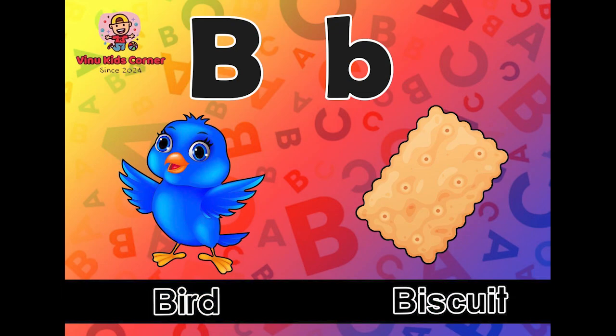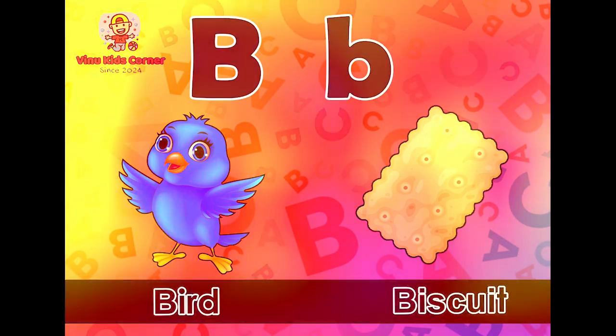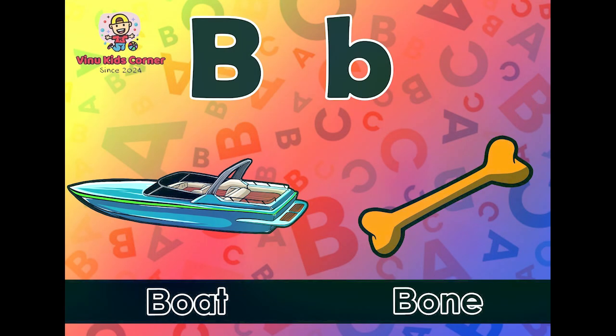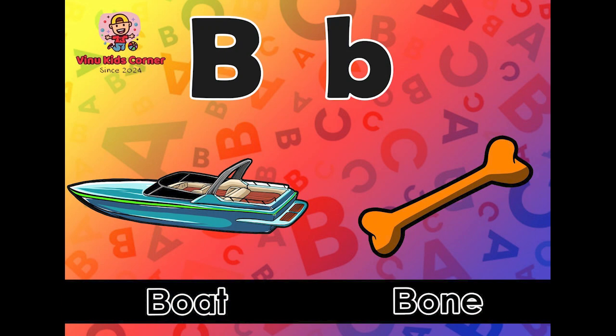B is for bird. B is for biscuit. B is for black. B is for blue. B is for boat. B is for bone.